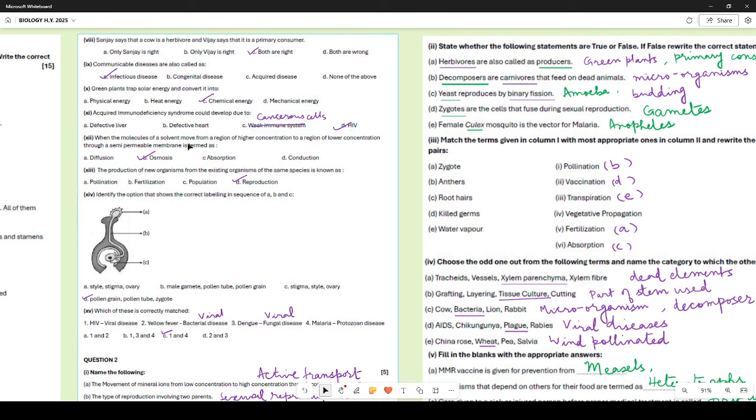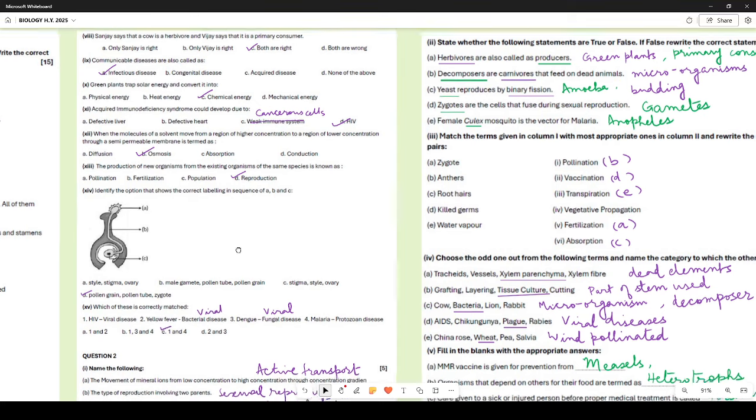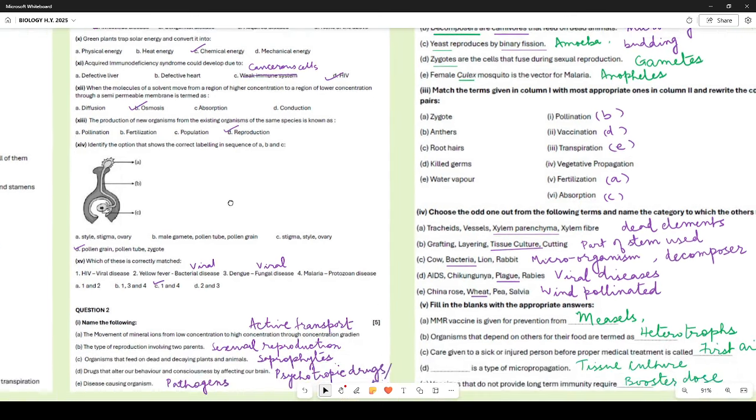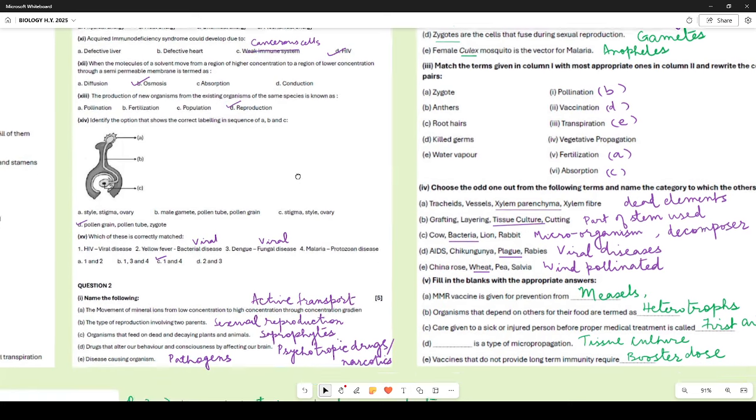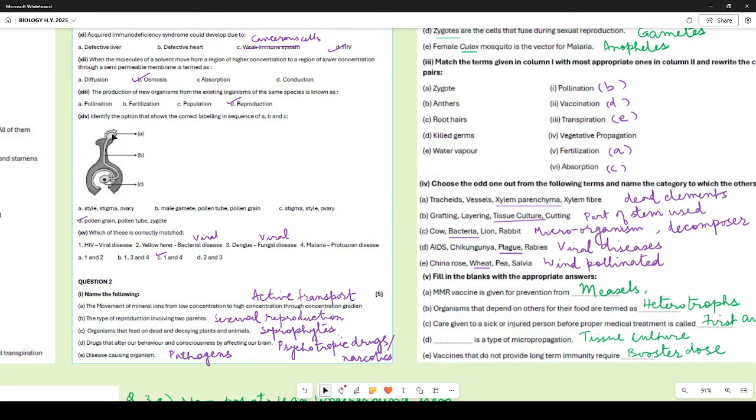When the molecules of a solvent move from a region of higher concentration to lower concentration through a semi-permeable membrane, it is osmosis. Production of new organisms from the existing organisms of the same species is known as reproduction. Over here, the parts that you are supposed to mark are, this is pollen grain, this is the pollen tube, and this is the zygote.